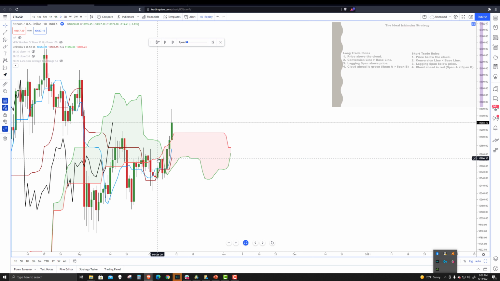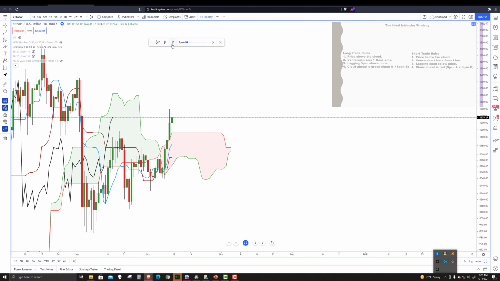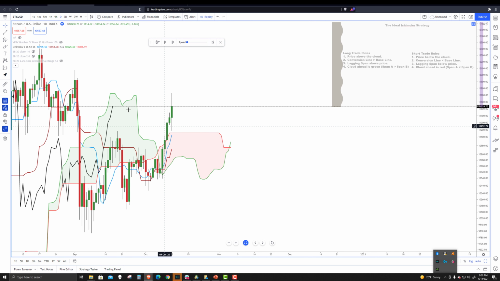Okay, everything here minus one thing is confirmed to go long. Price is above the cloud. The conversion line is greater than the baseline, and the lagging span is above the candlesticks. What I don't have is A above B over here. I have to wait for it. There it is. Now I could go long.